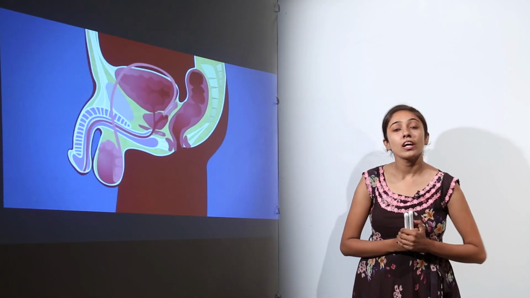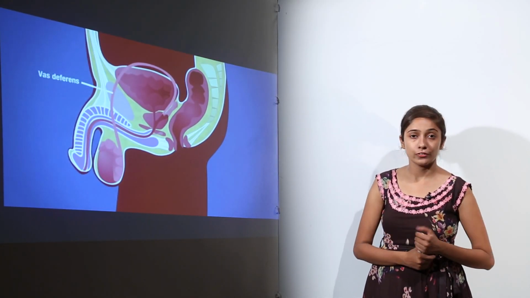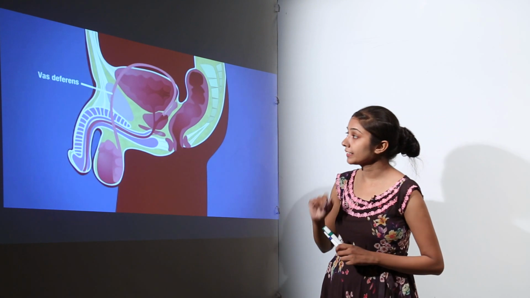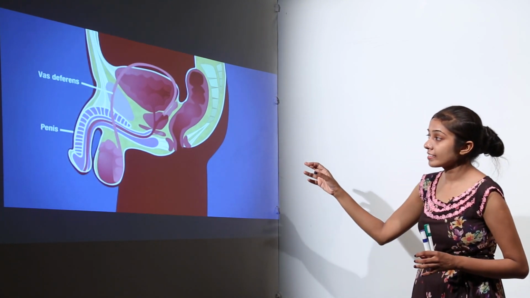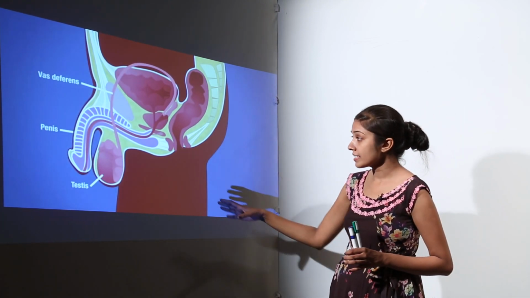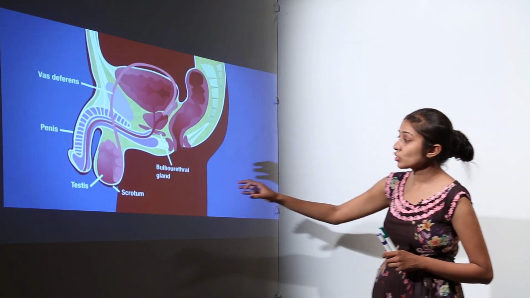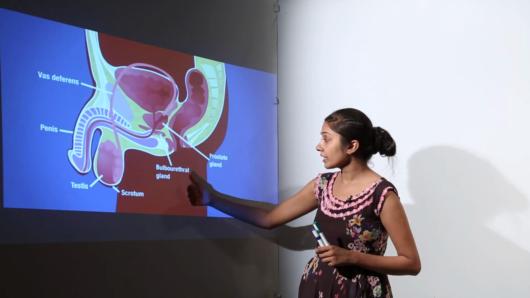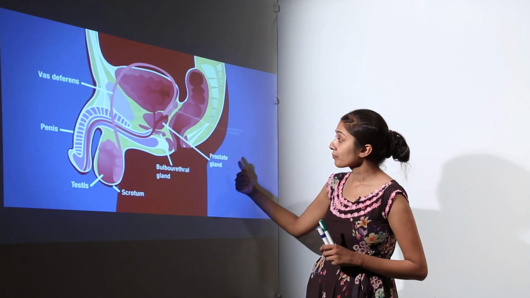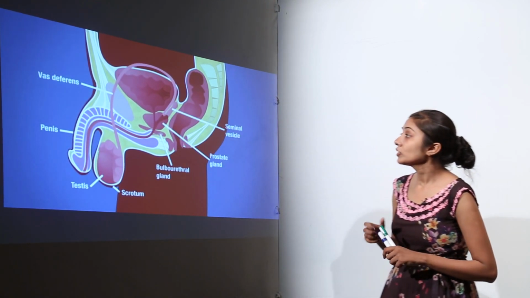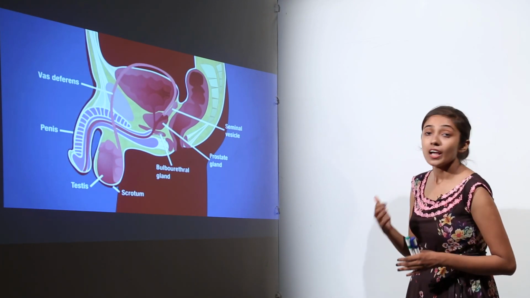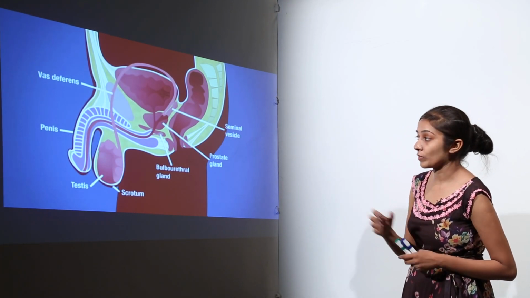Now let's see what we have done so far. We'll also see the accessory glands. First of all, just look at the system. There is vas deferens, penis, testis, and then here we have the scrotum, bulbourethral gland, prostate gland, and seminal vesicle. So let's begin with the testis first.